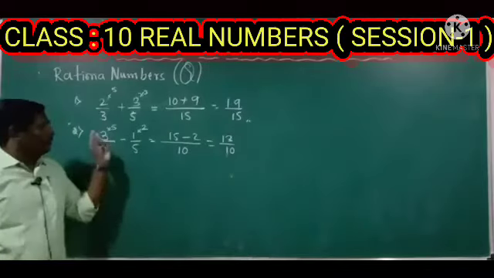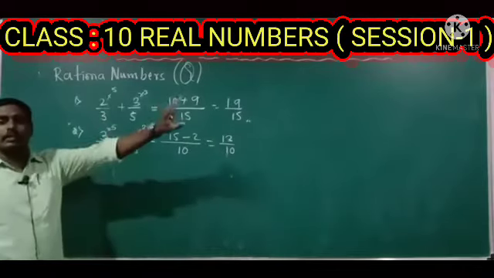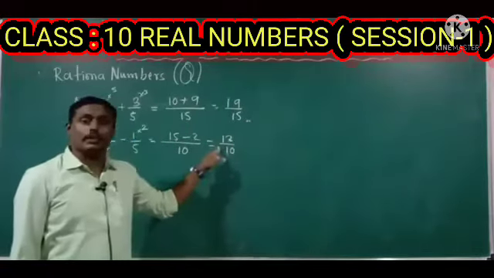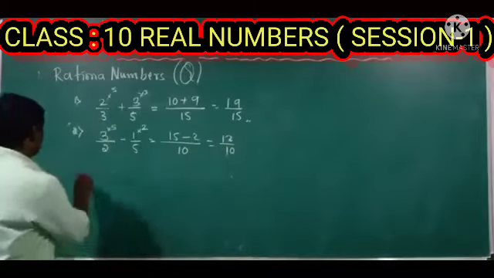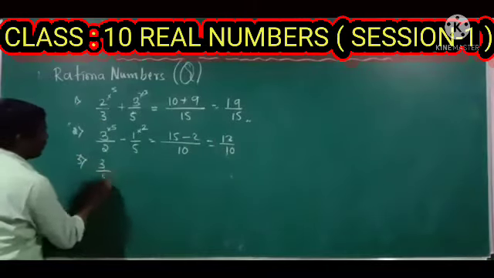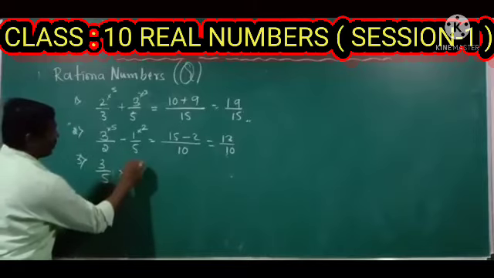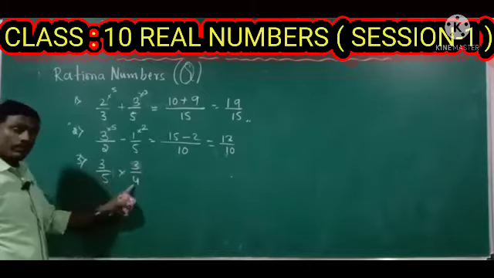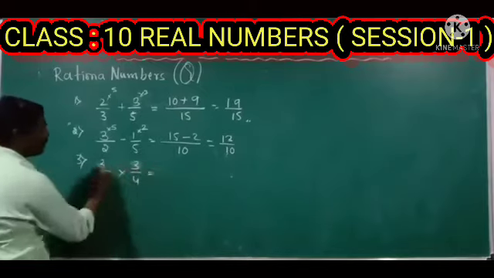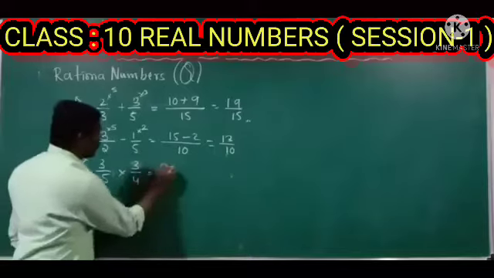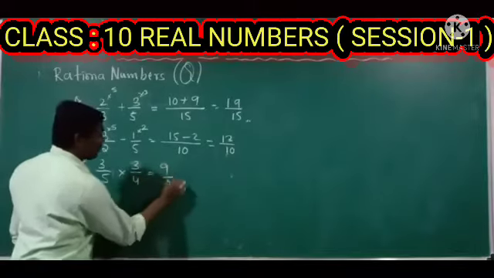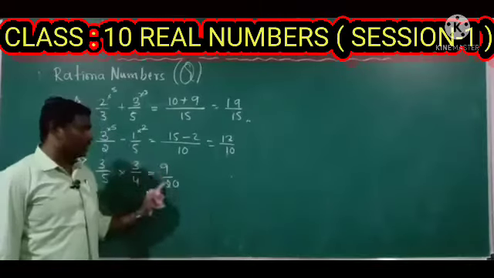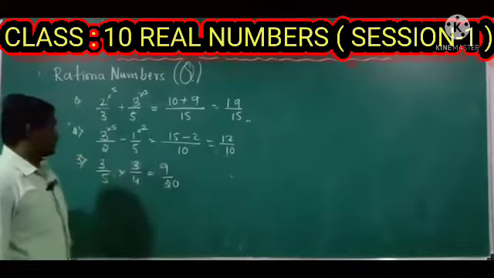So when we subtract two rational numbers, the resultant value is always a rational number only. Next, third one, 3 by 5 and 3 by 4. These are two rational numbers. Just multiply these two rational numbers. 3 3s are 9, 4 5s are 20. So the resultant value is also a rational number.